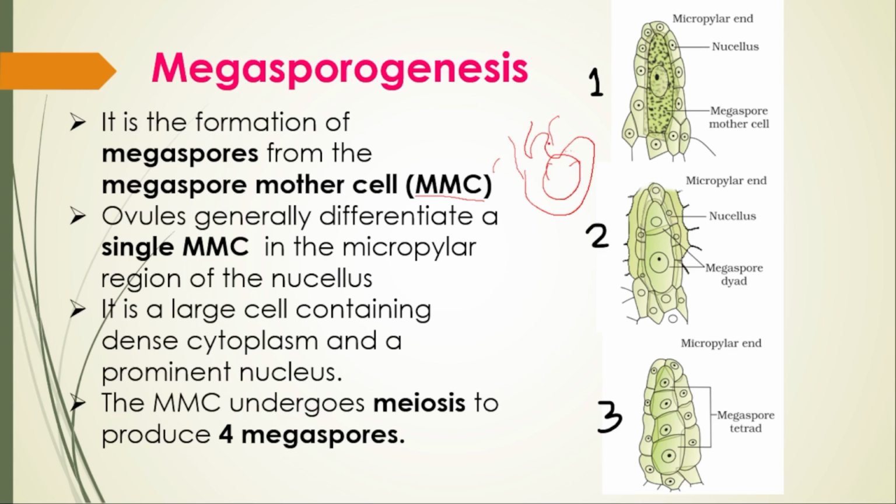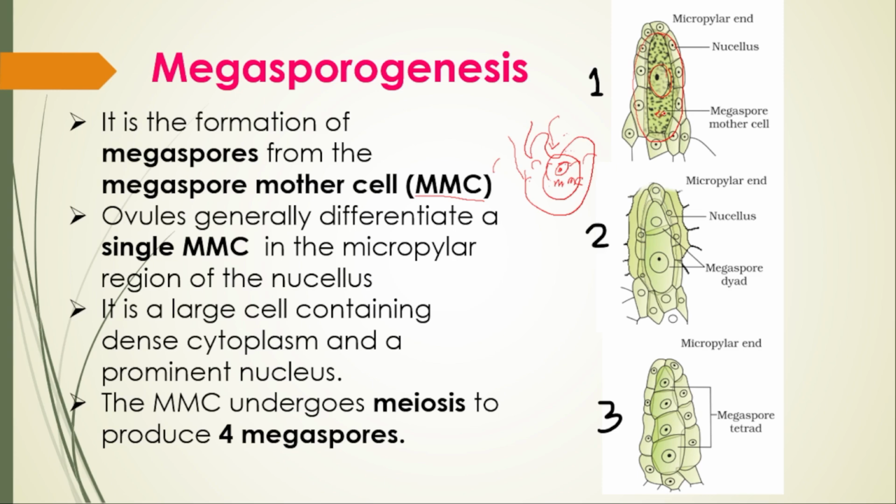At the micropylar end, there will be a single MMC, that is, the megaspore mother cell, at the micropylar region of the nucellus. It is a large cell containing very dense cytoplasm. Here in the picture you can see this is the only single megaspore mother cell, having a dense nucleus and dense cytoplasm also, isn't it?